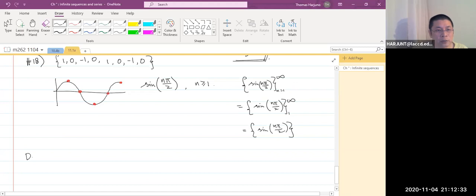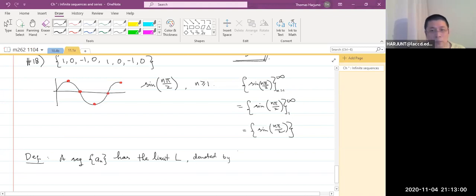A sequence definition. A sequence a sub n has the limit L, denoted by limit as n goes to infinity of a sub n equals L, or, I don't really like this notation, as n goes to infinity, a sub n goes to L.